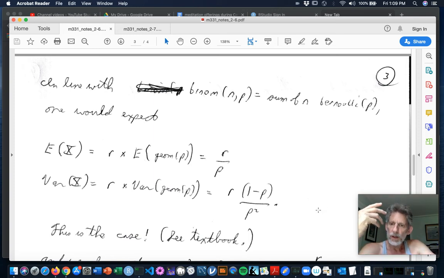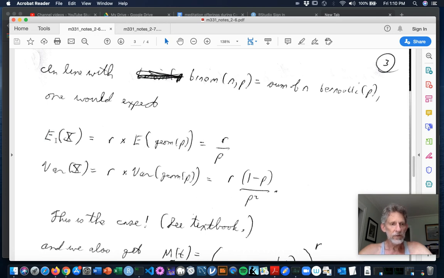Now, in line with what happened with binomials, where the expected value of a binomial was n times p, that's n times the expected value of a Bernoulli, and the variance of binomials was n times p times (1 minus p), which was n times the variance of a Bernoulli, you might expect something similar for negative binomials related to geometric. And in fact, that is true. The expected value of a negative binomial turns out to be r times the expected value of a geometric, r times 1 over p. And the variance works the same way, so r times (1 minus p) over p squared, the variance for geometrics.